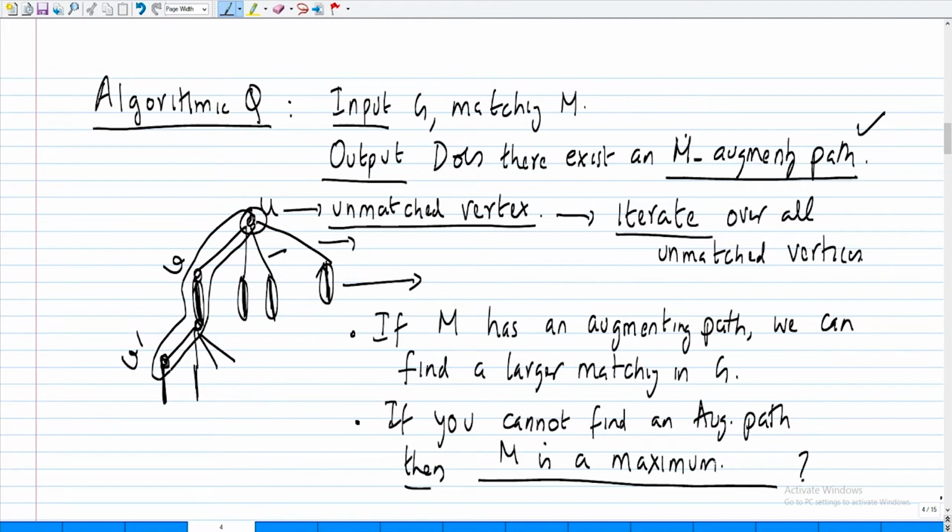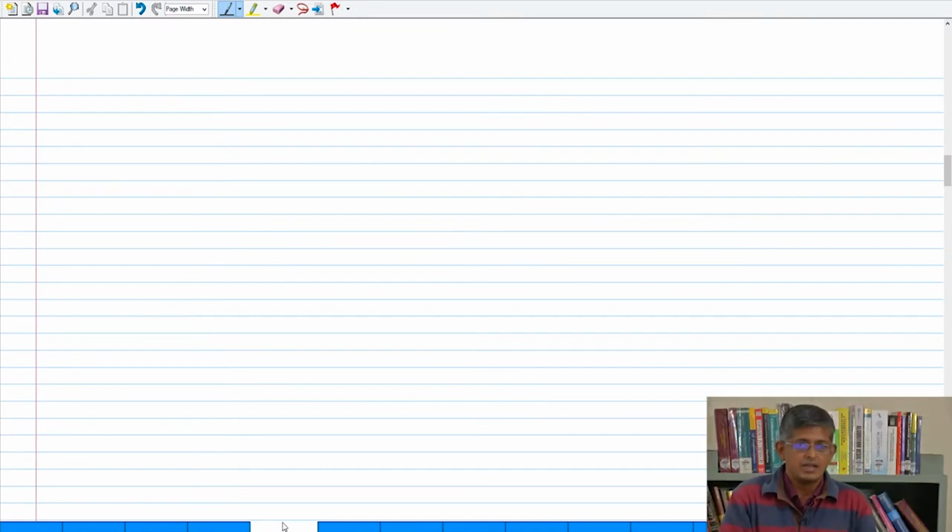Fine. And indeed, we will now write a proof of this claim, right? That M is a maximum matching if and only if there is an M augmenting path. That's what we are going to prove now. Fine. So let us just write this. One direction is done. If M has an M augmenting path, then you can increase the size of the matching.